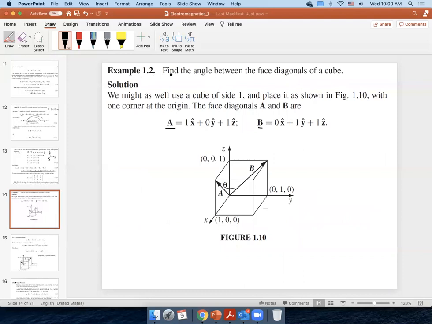Let's see this example: find the angle between face diagonals of a cube. Okay, let's see the picture. If you have a cube here and you have a diagonal on the surface of the XZ plane, which is shown as this vector A, and another diagonal, which is B, in the YZ plane, what is the angle theta between A and B?